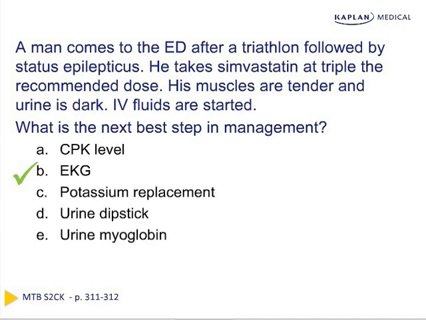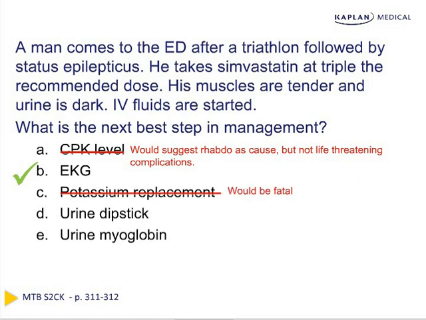So to review, why are the rest of these wrong? CPK is wrong because it would diagnose rhabdo, but wouldn't address the life-threatening complication. Potassium replacement is actually the worst thing you could do for this patient because their potassium is likely to be high in the first place. Urine dipstick, again, would diagnose the rhabdo, but wouldn't prevent the patient from suffering the fatal complications of it. And urine myoglobin, again, same reason as above.